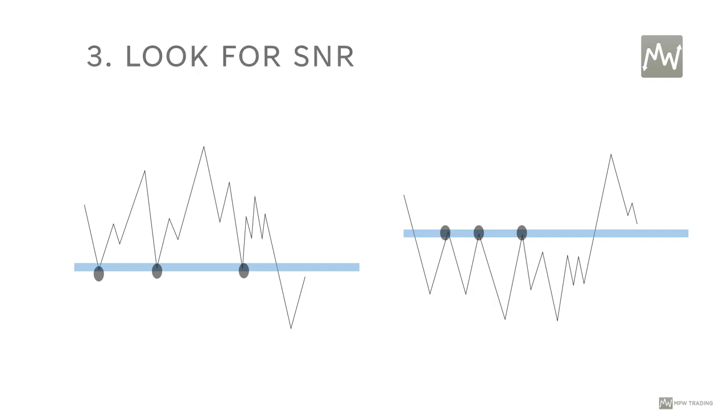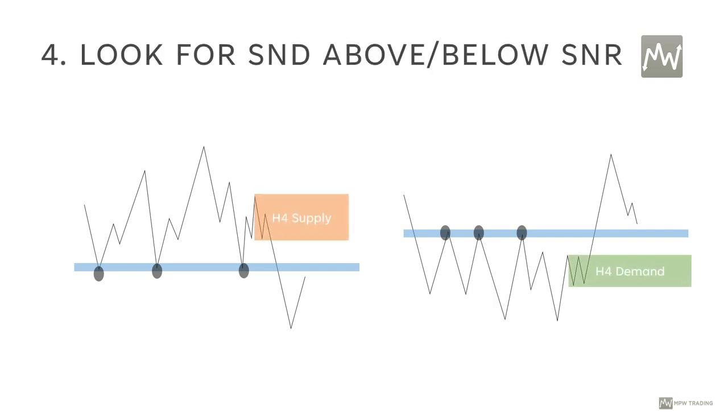Indicator lang natin yan. Next, look for SND above or below SNR. So for example, selling yung ating signal, kulay red or strong sell siya. So we want to sell here. So bakit dito tayo magse-sell? Kasi nakita natin meron ditong SNR, people will sell here. So saan nila ilalagay stop loss nila? Sa taas. So we want to take advantage of that.